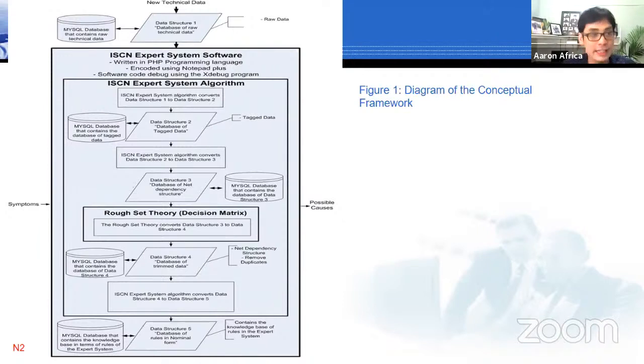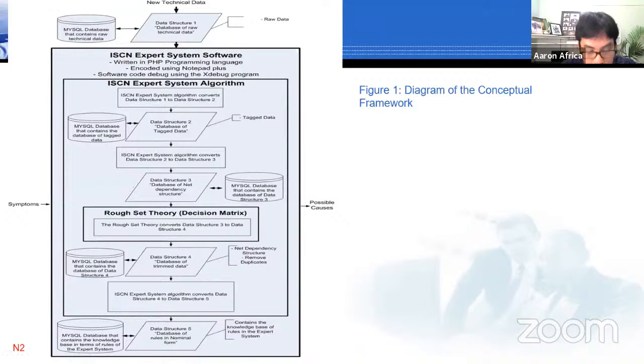Whenever new technical data is encountered, it is put in data structure 1 using the graphical user interface, GUI, in the MySQL software. Now, the expert system retrieves the information from the database in data structure 1. This one is the raw technical data. Then it now goes to the expert system itself.